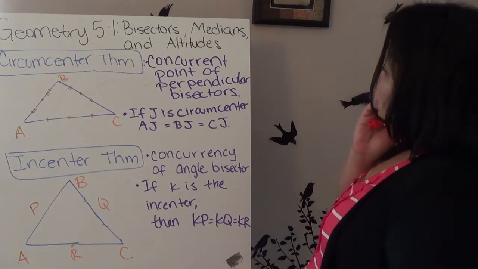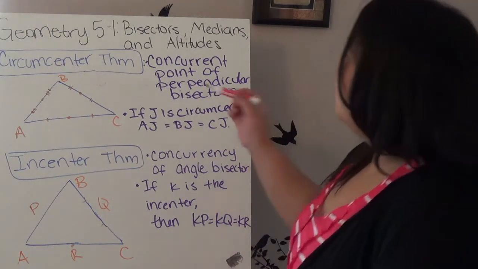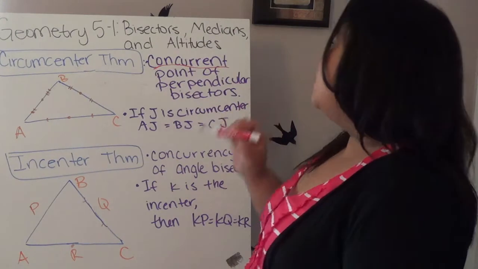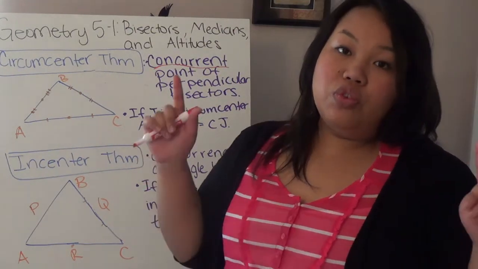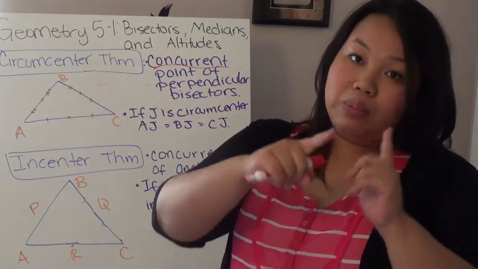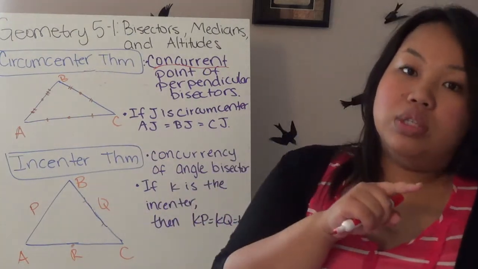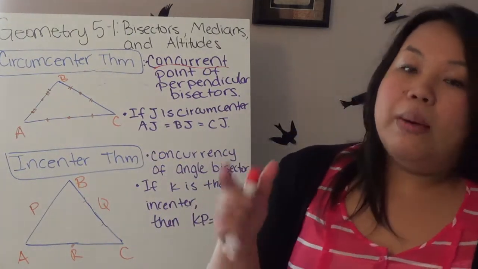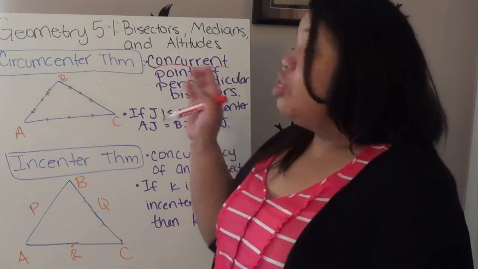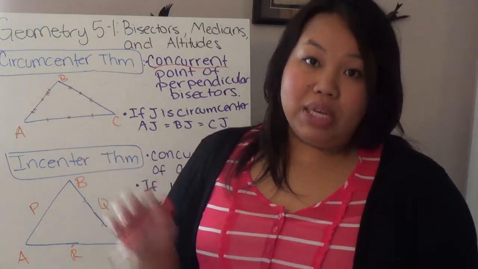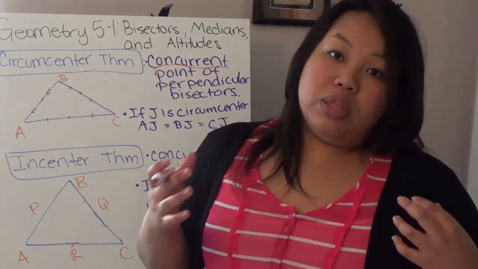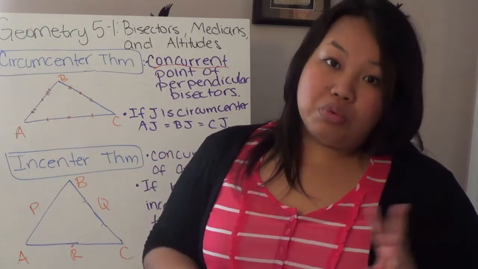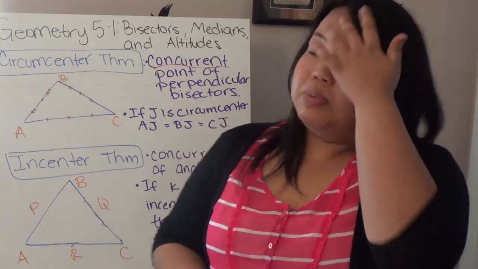The first word that you need to understand is the term concurrent or concurrency. That's just basically where, if 2 lines intersect, the place where they intersect is called the point of intersection. But when 3 or more lines all meet together, it's called the point of concurrency. So when they are concurrent, that means we're dealing with 3 lines that all meet in one specific point.